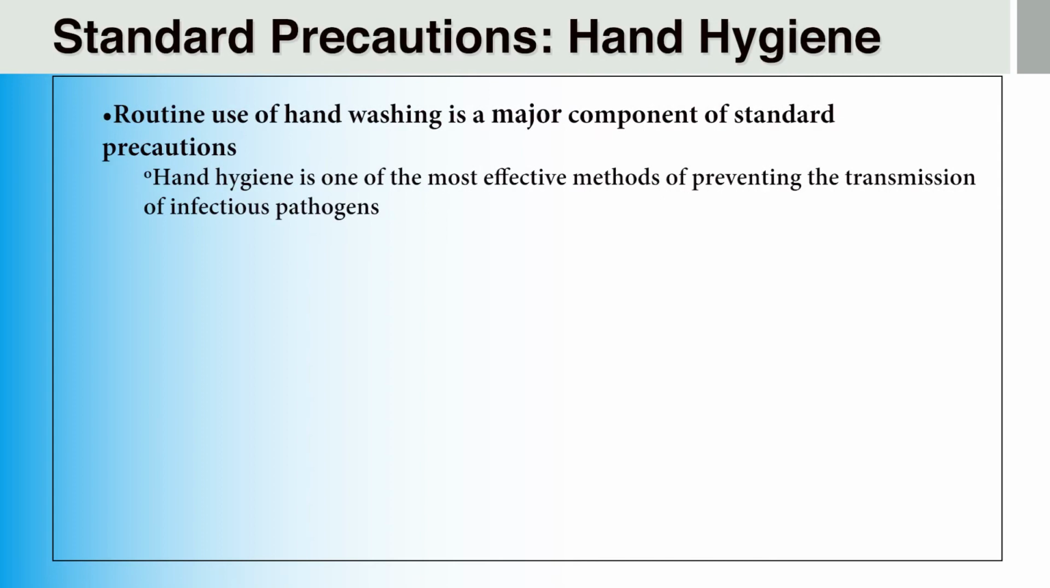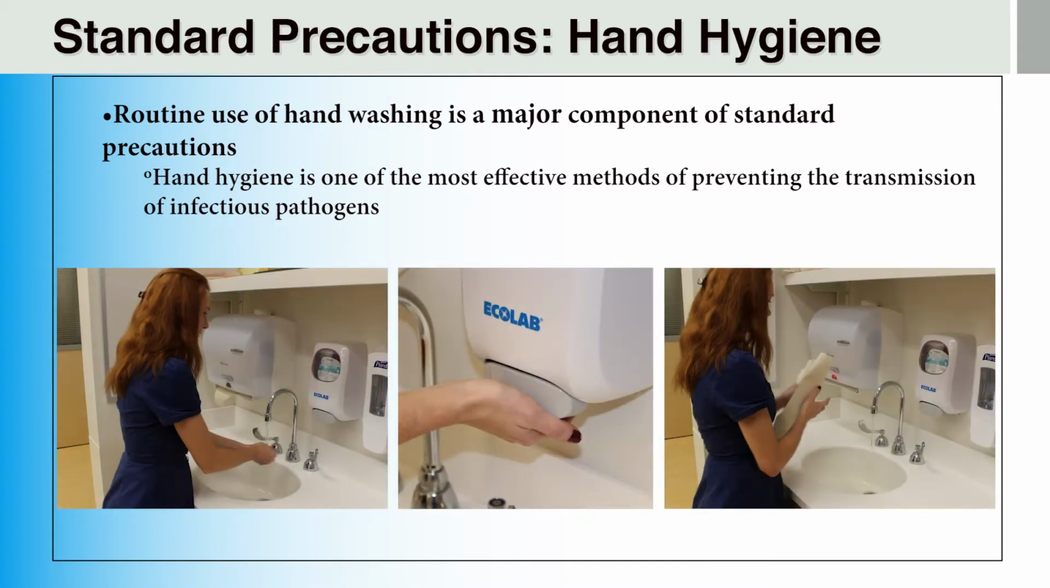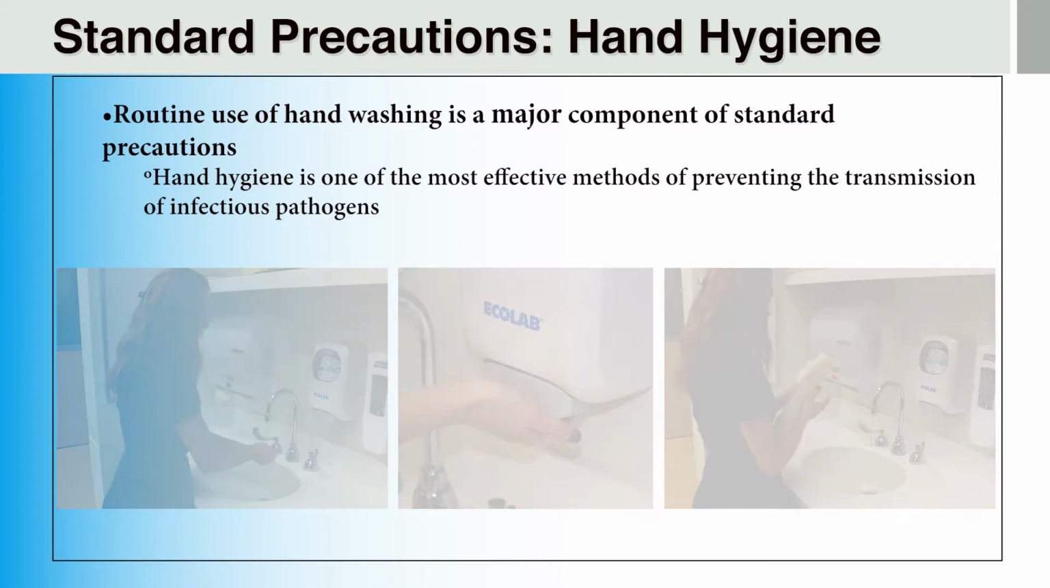Hand hygiene is one of the simplest and most effective methods of preventing the transmission of infectious pathogens from person to person. Effective hand washing is performed by wetting hands with warm water and lathering with soap for at least 20 seconds. Be sure to thoroughly lather the backs of your hands, in between your fingers, and under your nails. Rinse your hands under warm water and dry with clean paper towels.